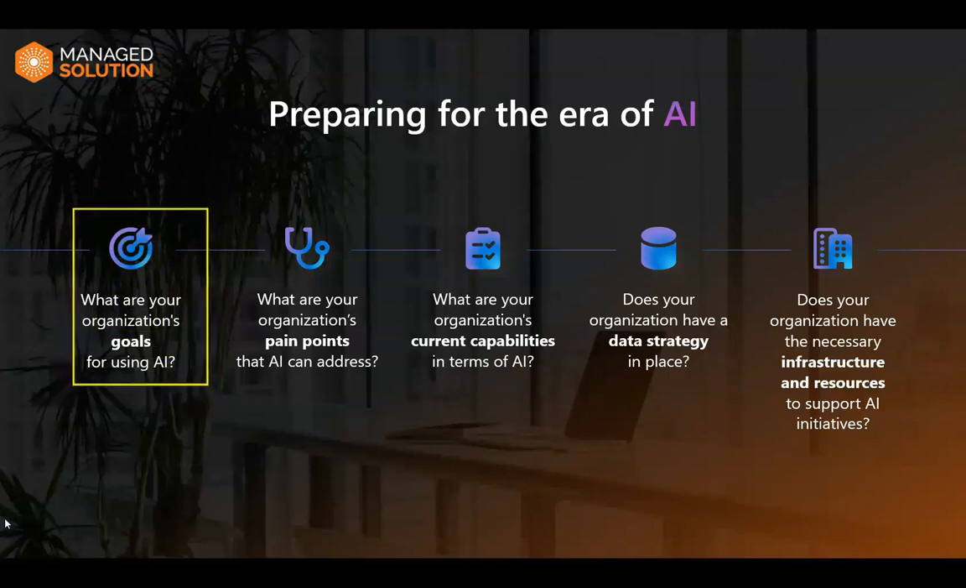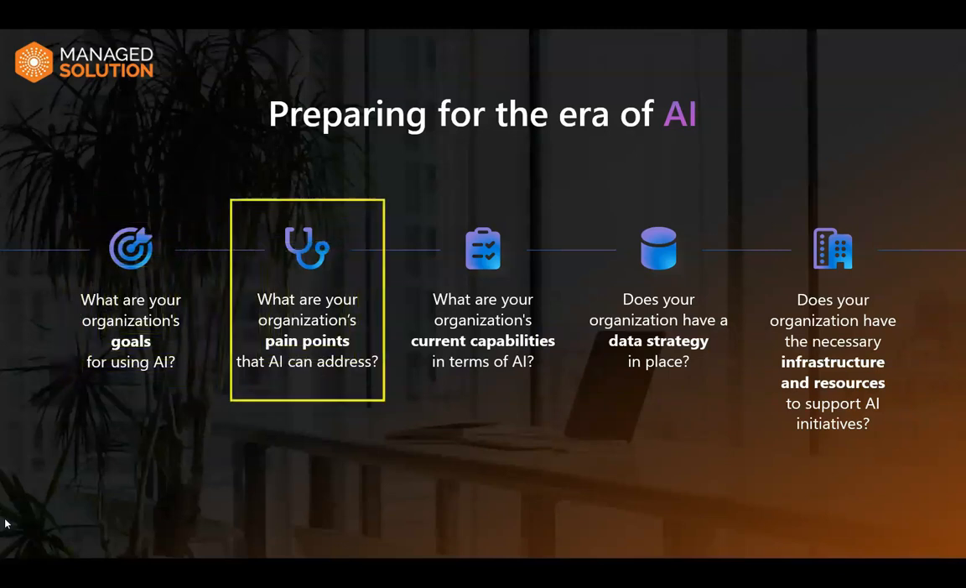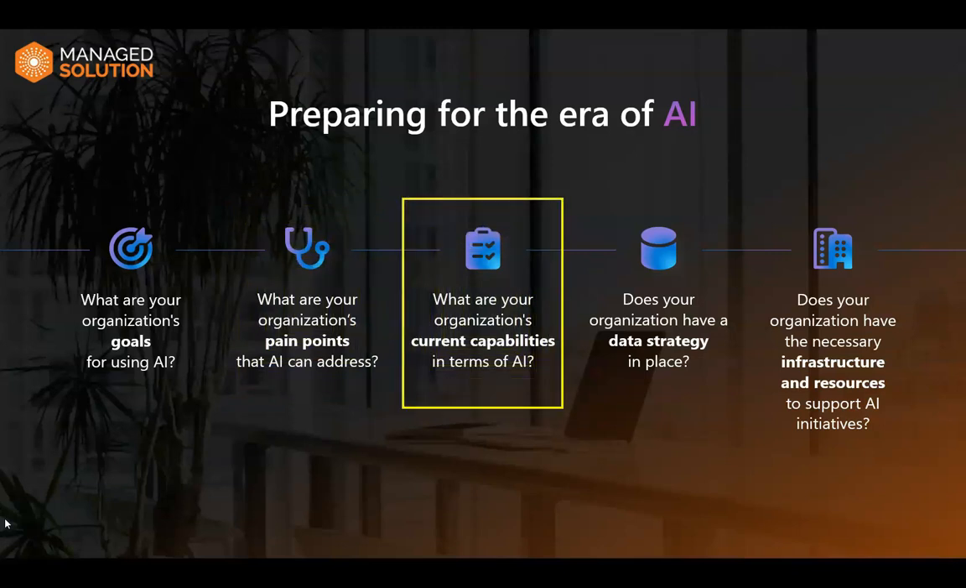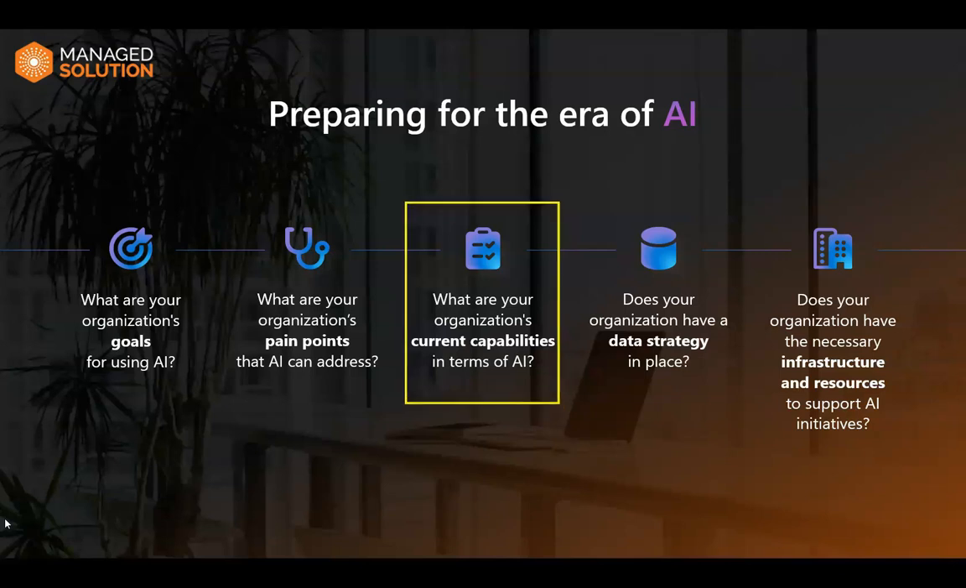Start there. We also have to address the organization's pain points. What can AI address that's going to make things a little bit easier, more efficient? Ask those questions. You might also want to think about, what are your current capabilities of AI? You might already be using some form or fashion of artificial intelligence, but let's find out. Let's dig a little bit further into your current capabilities.